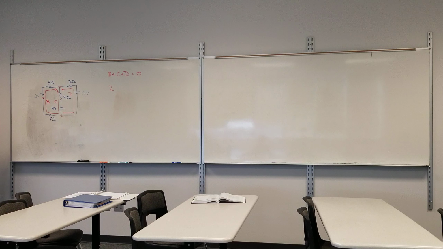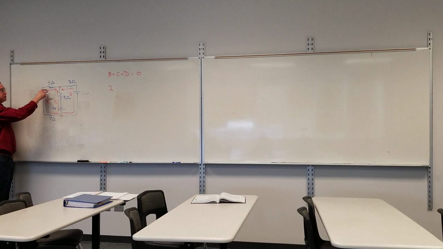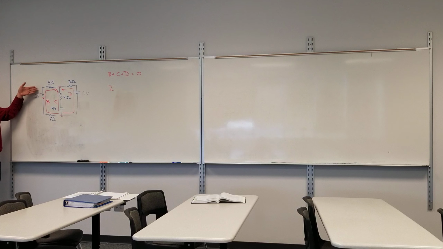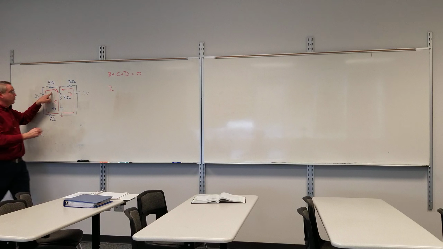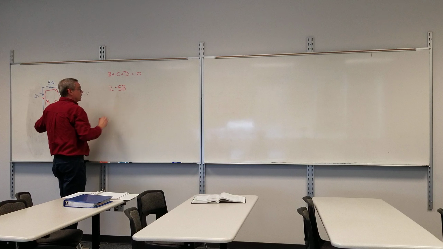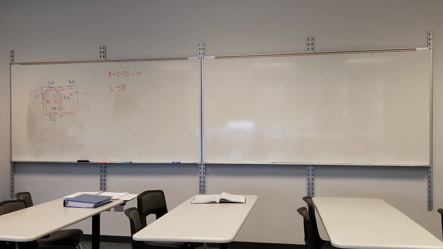I gain 2 volts. I'm now going across my 5 ohm resistor here, I'm going with the current, and current flows downhill. This is a sort of a way of thinking about it. Current flows downhill, so if I'm going with the current, I'm going down, so I'm losing. I'm gonna lose 5 times D. That's just Ohm's law, that the potential drop across the resistor is the current times the resistance.